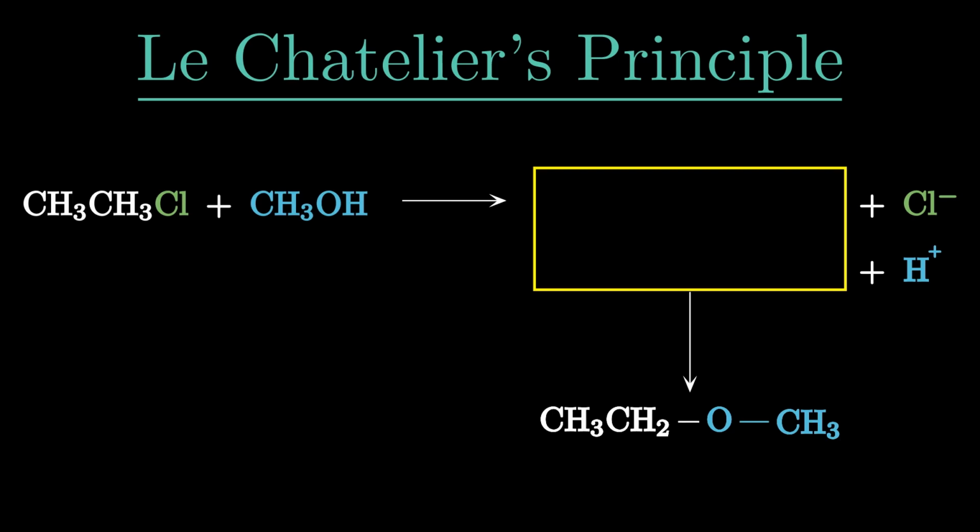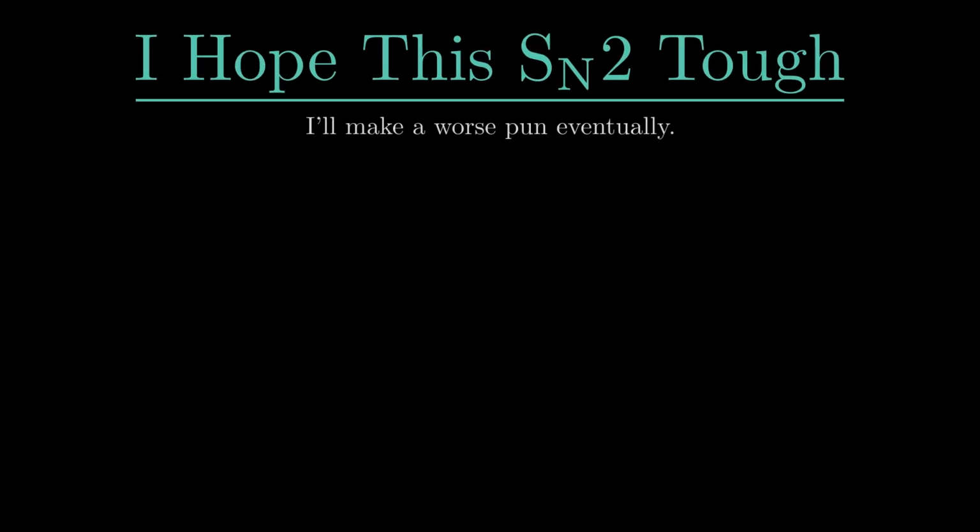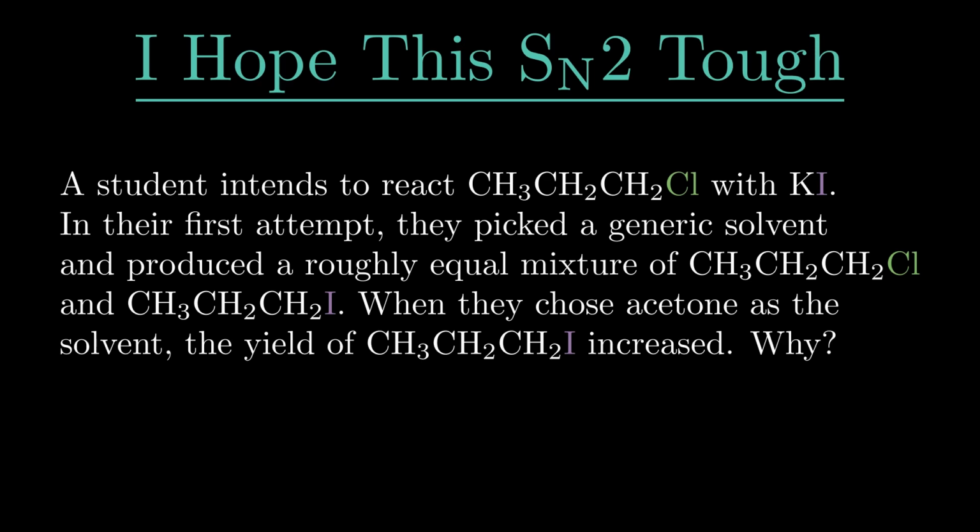Chemists are a clever bunch and have figured out how to mess with the reaction conditions to ensure they get the desired product. But I know that all of you watching this are also a clever bunch, so let's apply what we have learned to answer the following question. A student intends to react propyl chloride with potassium iodide. In their first attempt, they picked a generic solvent and produced a roughly equal mixture of propyl chloride and propyl iodide. When they chose acetone as the solvent, the yield of propyl iodide increased. Why?